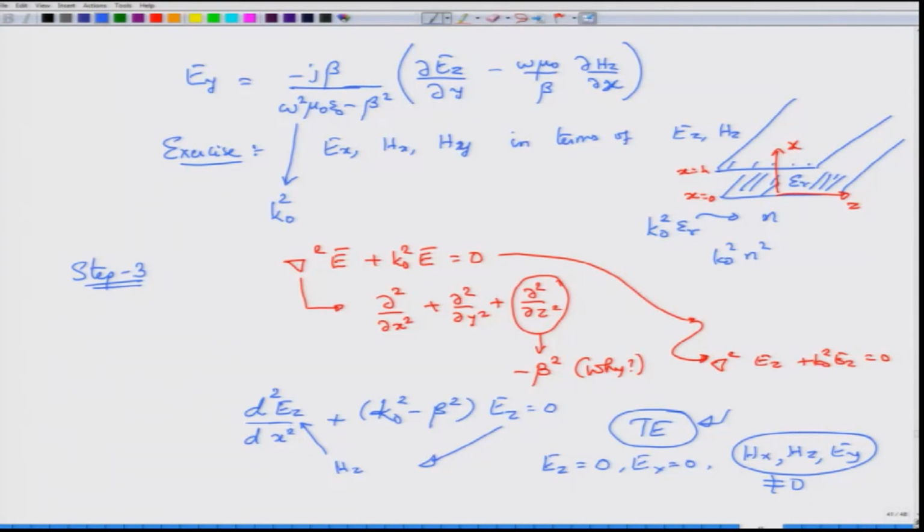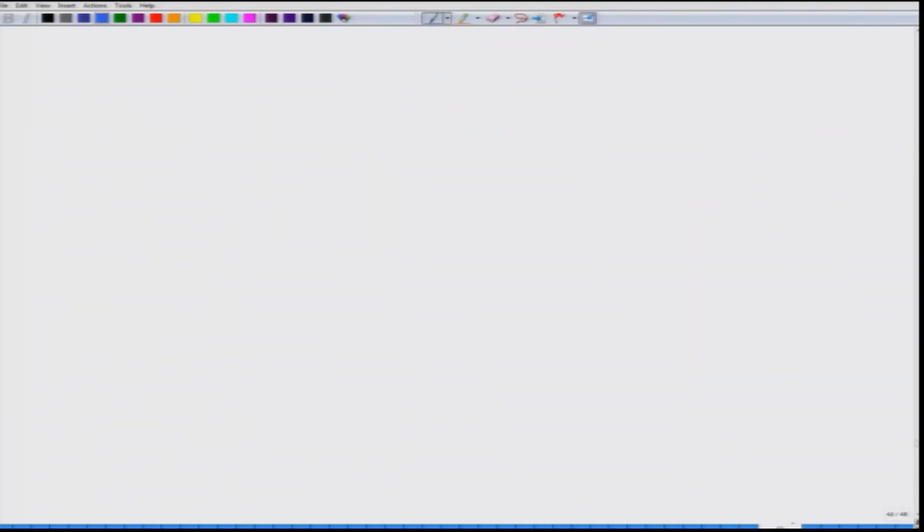Now the wave equation I should not be writing in terms of Ez, but I should be writing in terms of Hz. So, this is the equation that I would like to now write down for Hz, and that simply comes from the Helmholtz equation. I have del square Hz by dx square, and I will take this term to the right hand side, so I have k0 square minus beta square times Hz. I hope this equation written in this fashion should be all right.